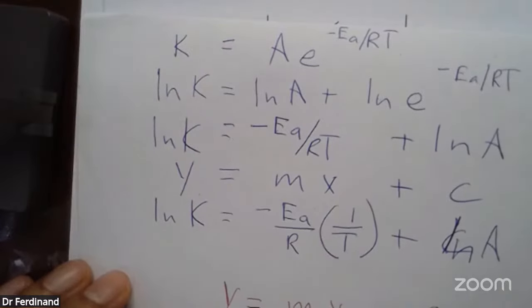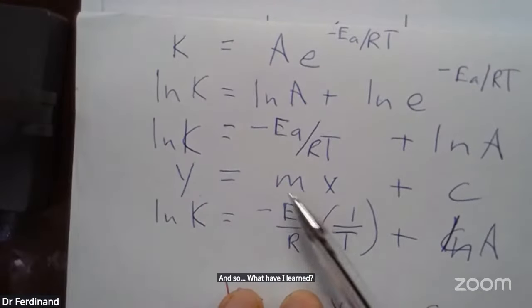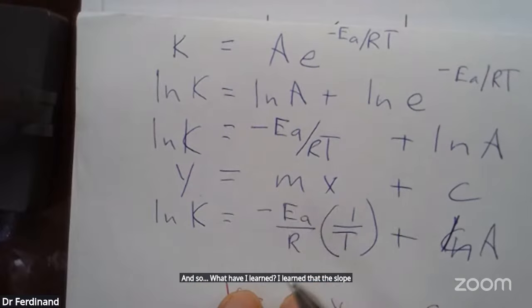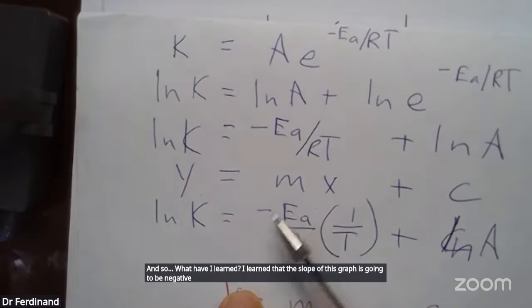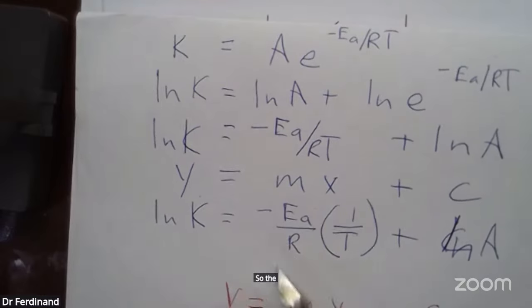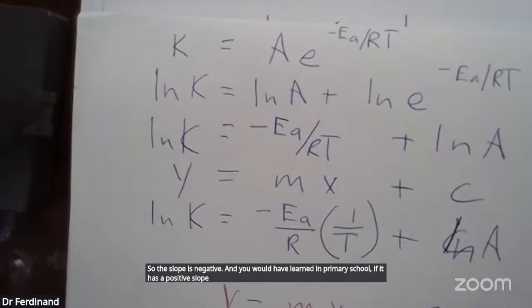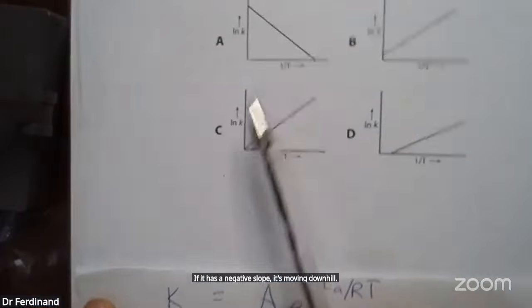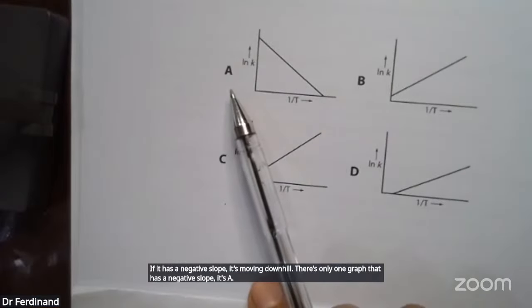And so, what have I learned? I learned that the slope of this graph is going to be negative because of that negative sign. So the slope is negative, and you would have learned in primary school, if it has a positive slope, it's moving uphill. If it has a negative slope, it's moving downhill. There's only one graph that has a negative slope. It's A. So the answer must be A.